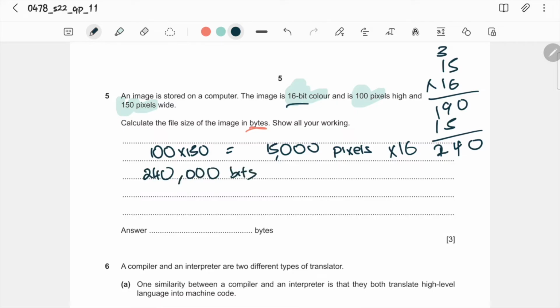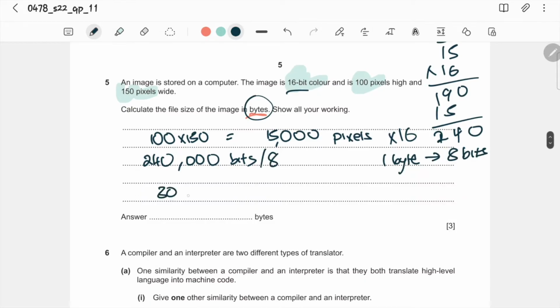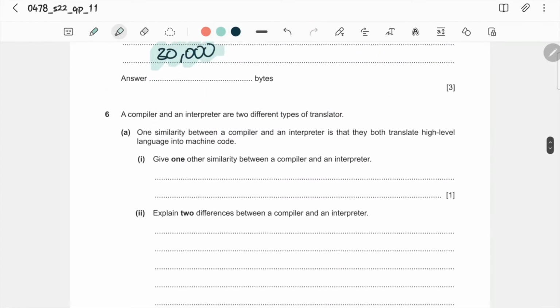Now I want the number of bytes. 1 byte is 8 bits. So if I want the number of bytes, then I just divide this by 8. So that's going to be 30,000 if I'm not wrong. Yeah, 30,000. So that is the answer. It's right here. This is the answer. Okay.